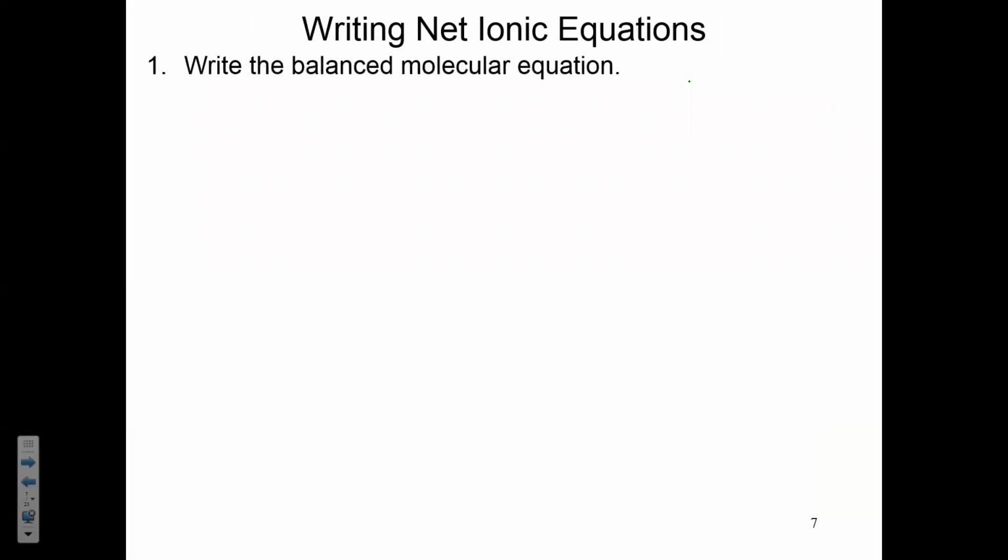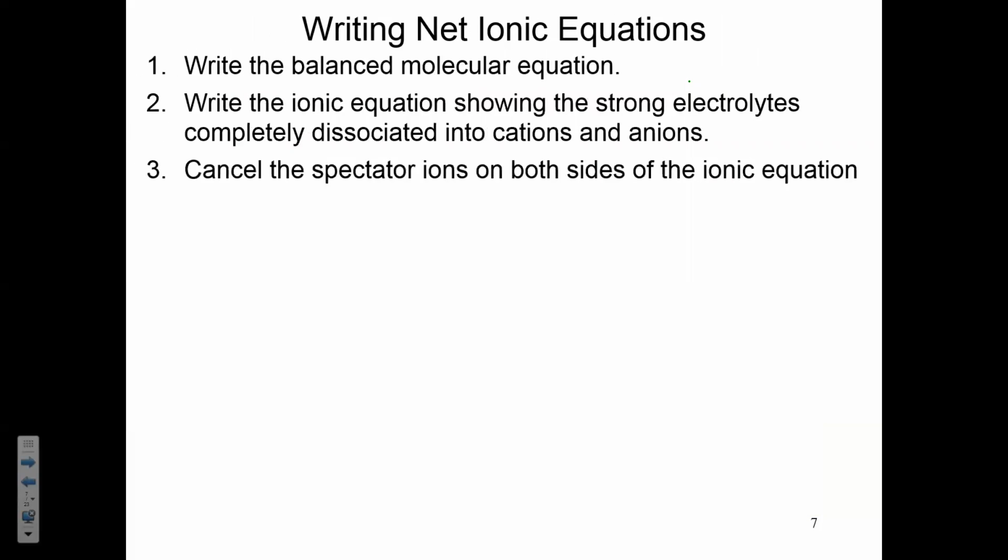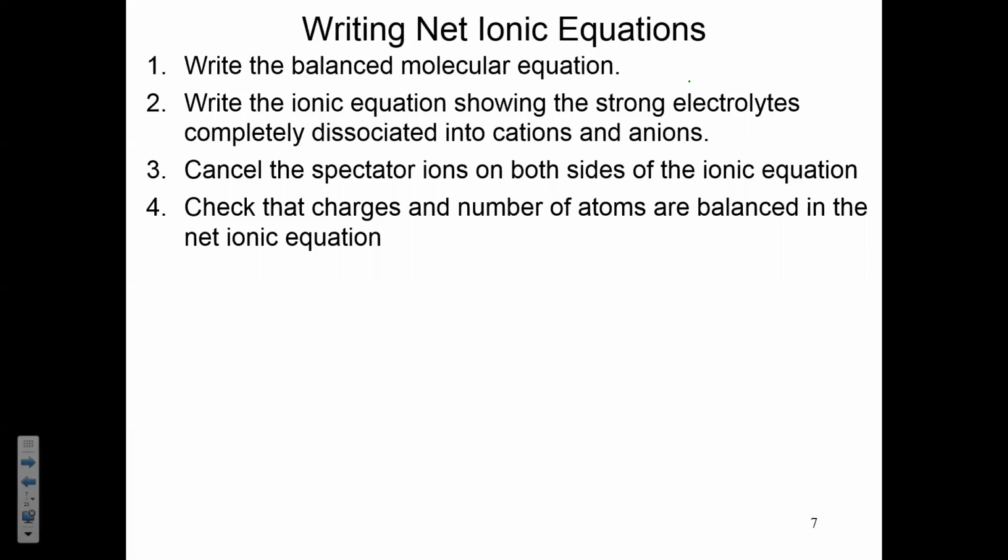So let's practice, okay? I'm going to give you some rules and then we'll go ahead and do one. The first thing we need to do is make sure our equation is balanced. Most of the time, I'll give you a balanced equation, but always check that. Then you need to write the ionic equation showing all of the electrolytes and how they dissociate into both their positive and negative charges. That's after you've got a balanced equation.